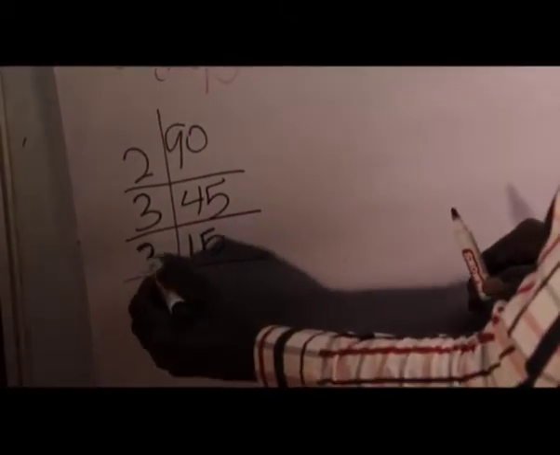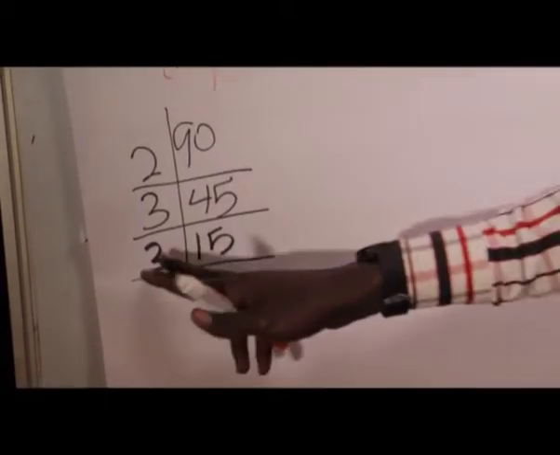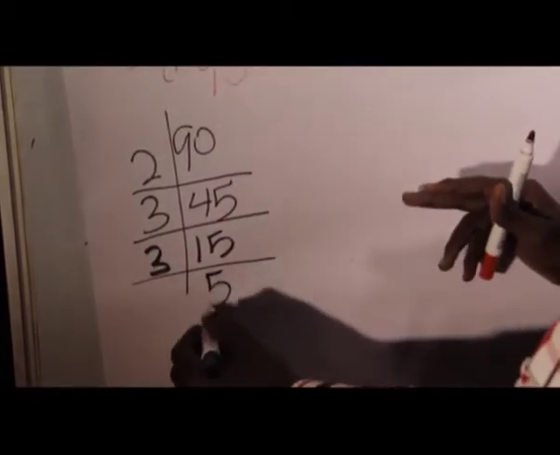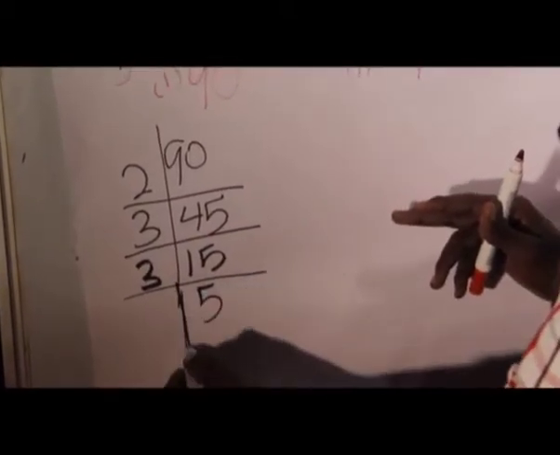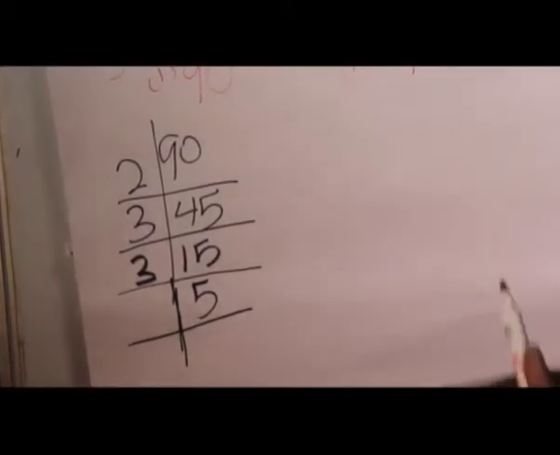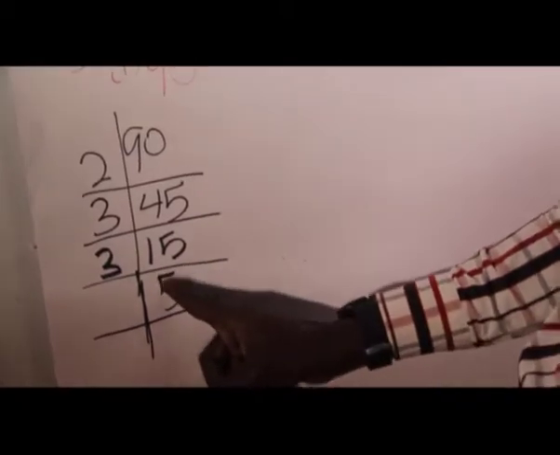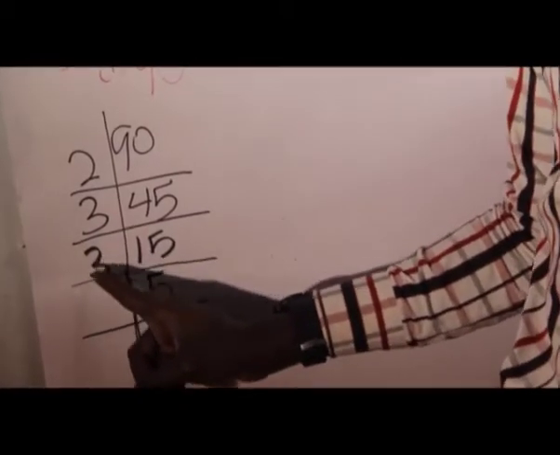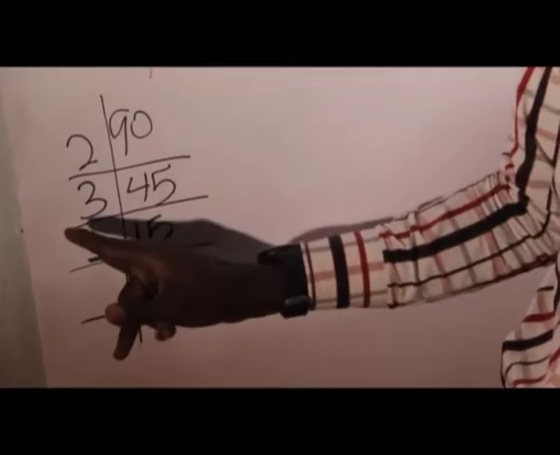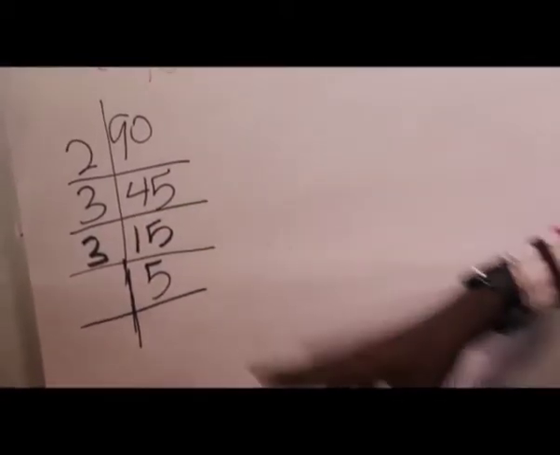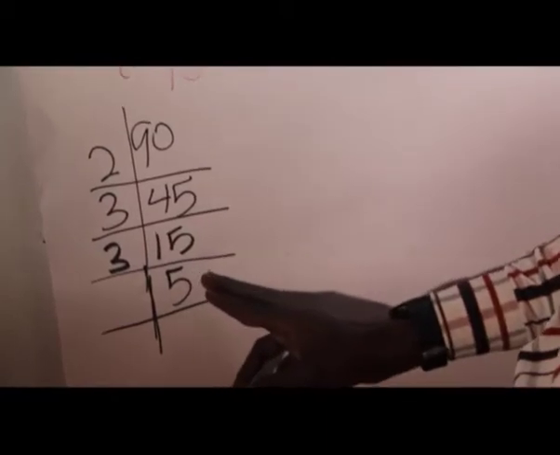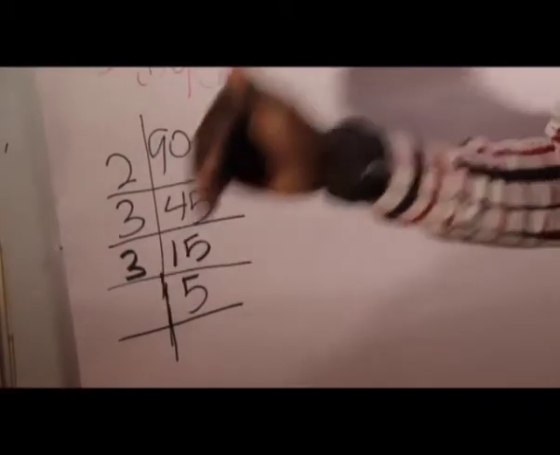So I can write my 3 here, and then I get 15 divided by 3. My answer is going to be 5. I'm still continuing because I've not yet got a 1 here. So 5 divided by 3, do I get a remainder? The answer is yes. Because 5 divided by 3 is going to give me 1, remainder 2. So 3 does not divide 5. So I leave 3. I proceed to the next prime number.